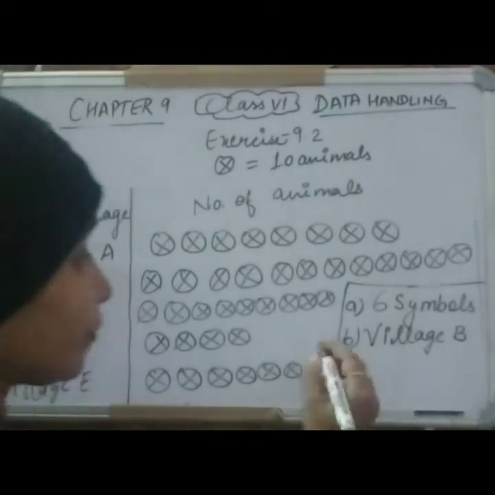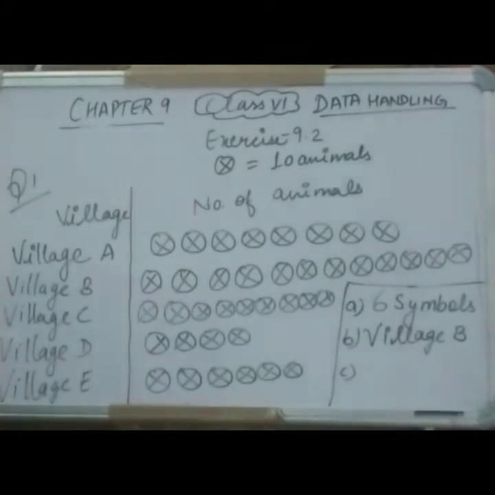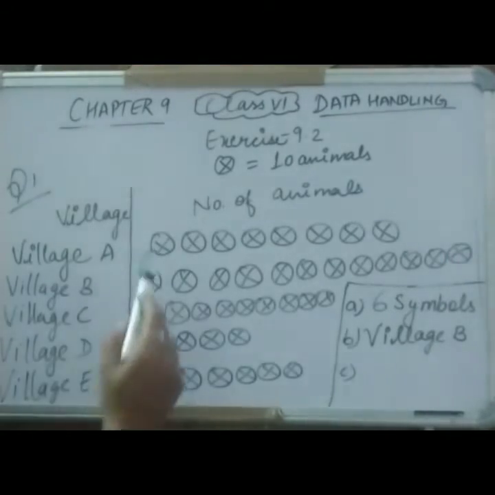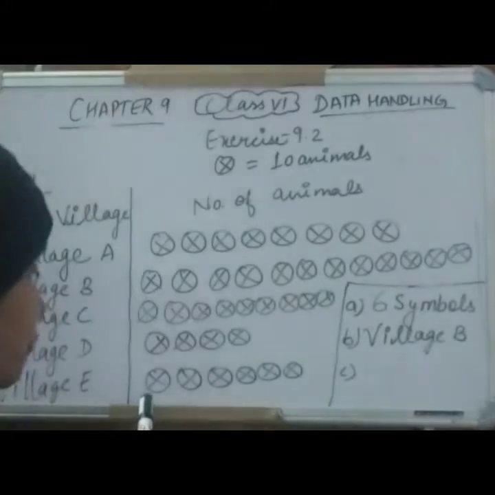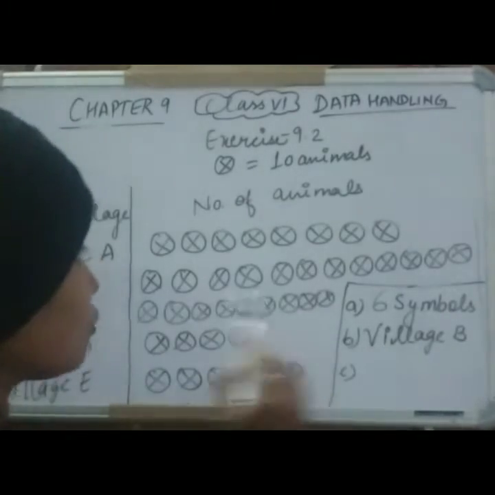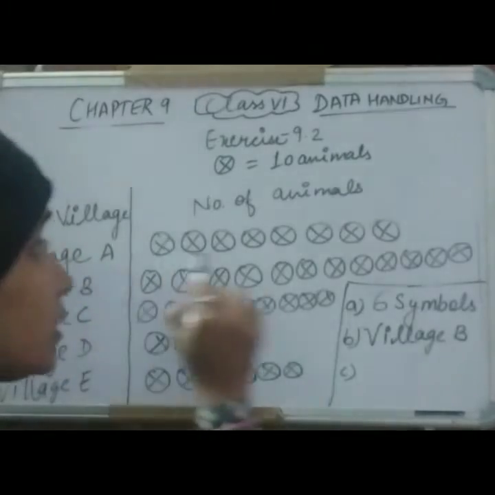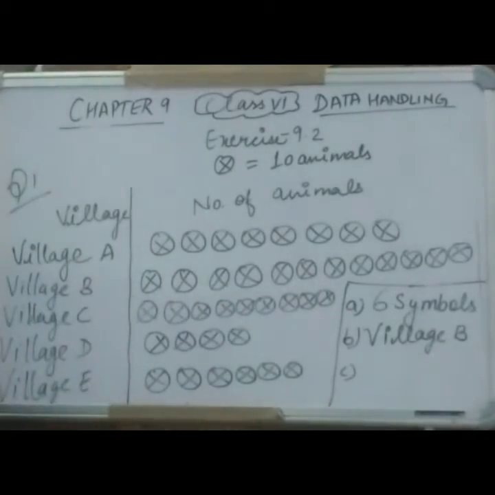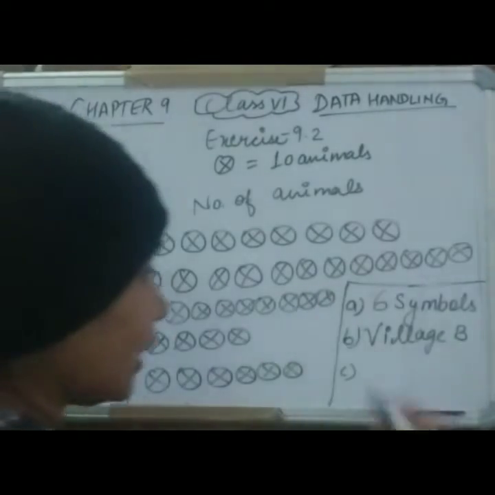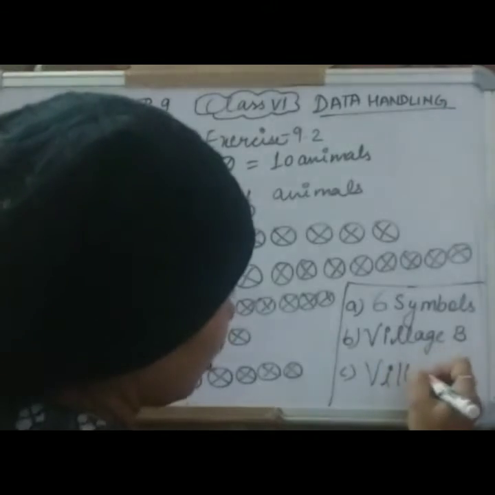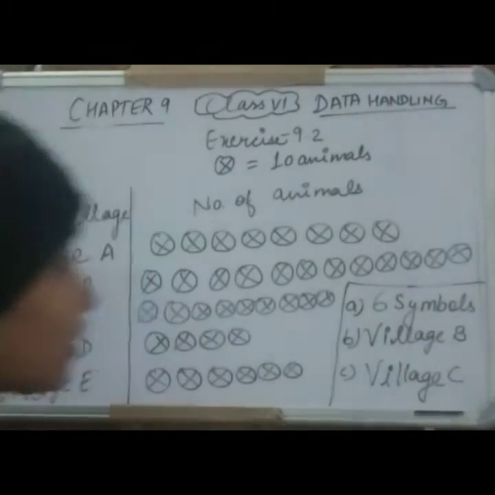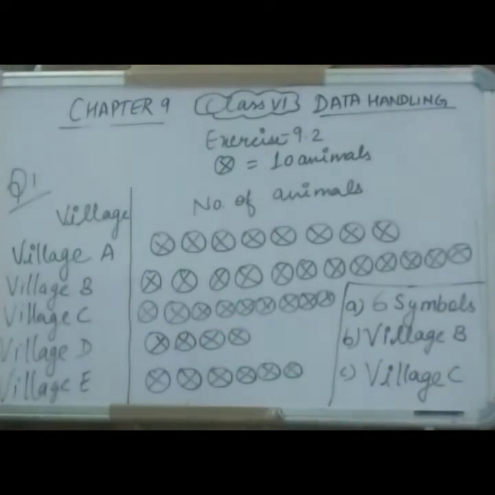Next one: which village has more animals, village A or village C? This is village A, this is village C. So 1, 2, 3, 4, 5, 6, 7, 8 means 80 animals. And in village C, 90 animals are given. So it means village C has more animals as compared to village A.